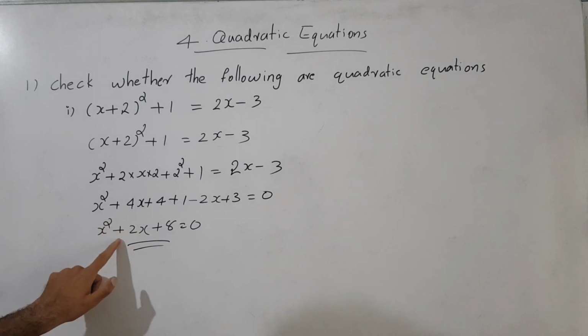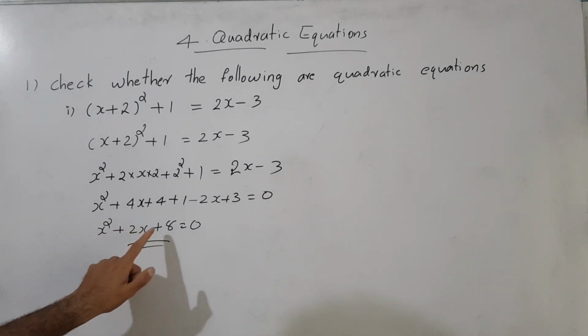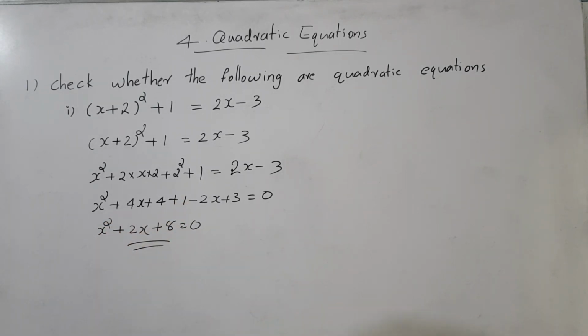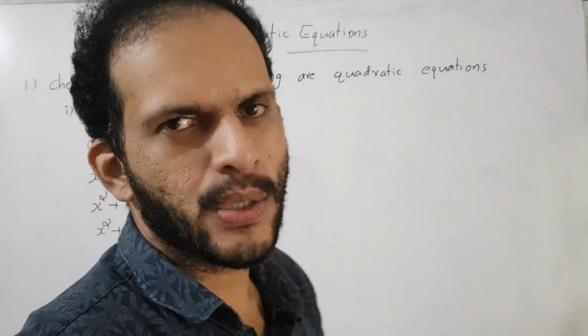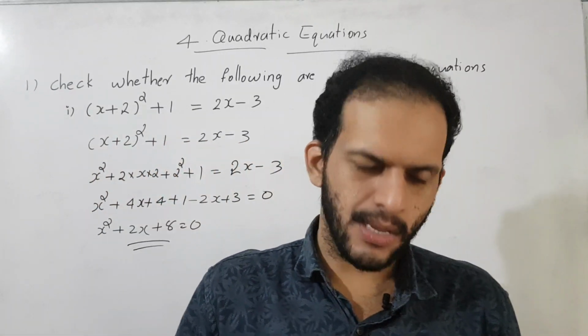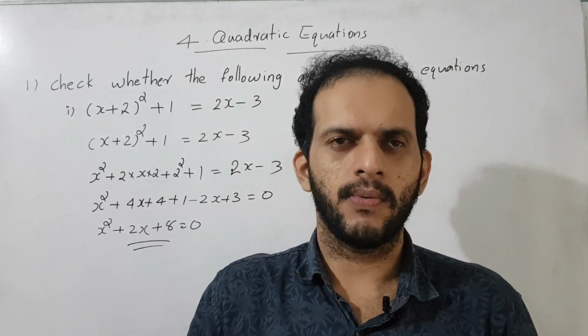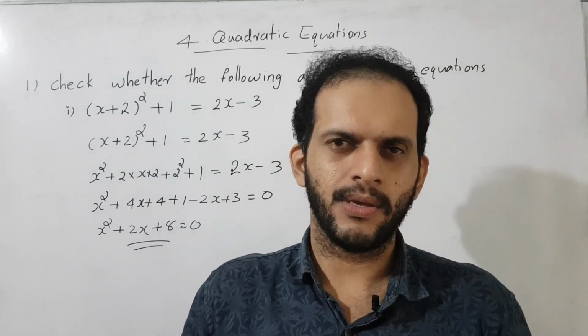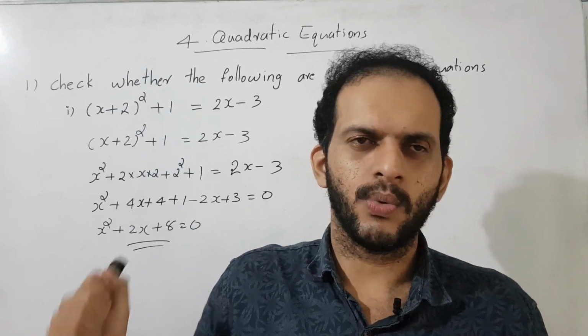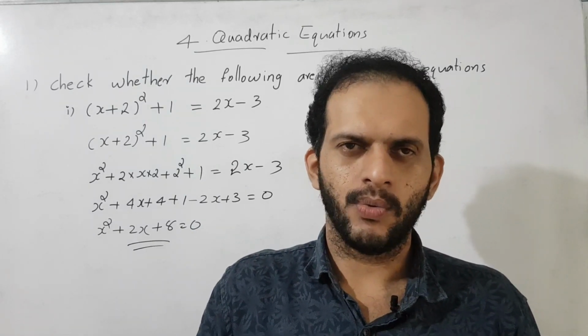x square plus 2x plus 8 is equal to 0 is in the form of ax square plus bx plus c is equal to 0. That means we got the equation in the form of the standard quadratic equation. Correct? So this one is a quadratic equation.